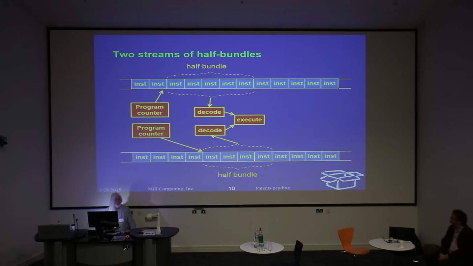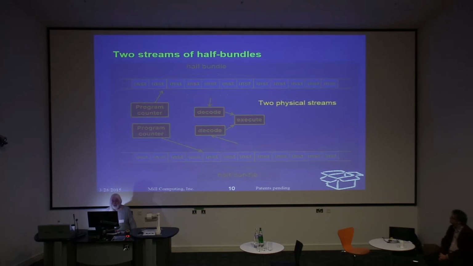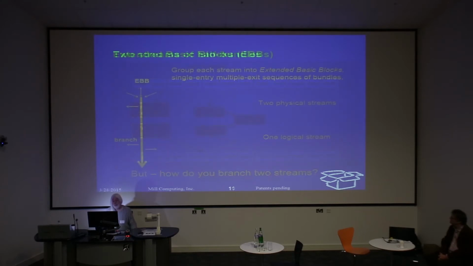Now, this of course means that you have to have 2 program counters, and that you have 2 physical streams, but there's only one logical stream. You've just broken an instruction bundle in half into 2 pieces. The question, of course, is how do you branch 2 streams? With 2 program counters, you need two program offsets in your branch operations, or 2 pointers if you're doing indirections for calls, for example.